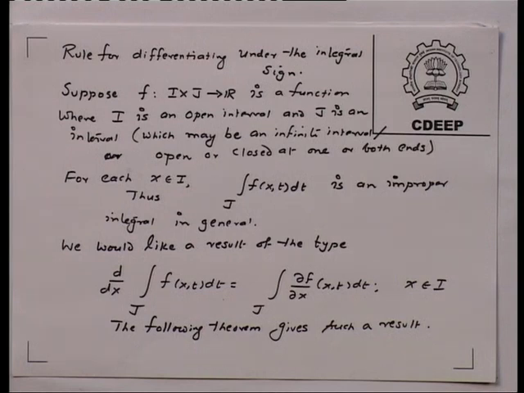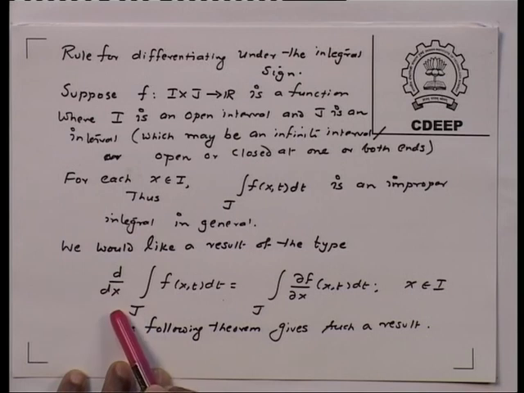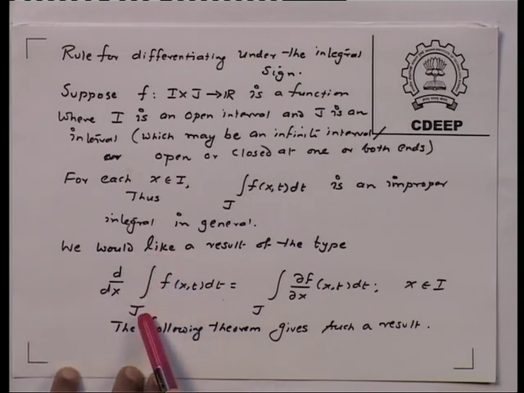So you have a function f from I cross J to R, a function of two variables, and you are integrating f of x, t dt over J. What you get is a function of x, which you are differentiating with respect to x. But what would you like to do? You would like to take this d/dx inside the integral. The limits of J are fixed constants. It's a rectangle. I is an interval and J is an interval. I can be considered as an interval (a, b), and J is an interval (c, d).